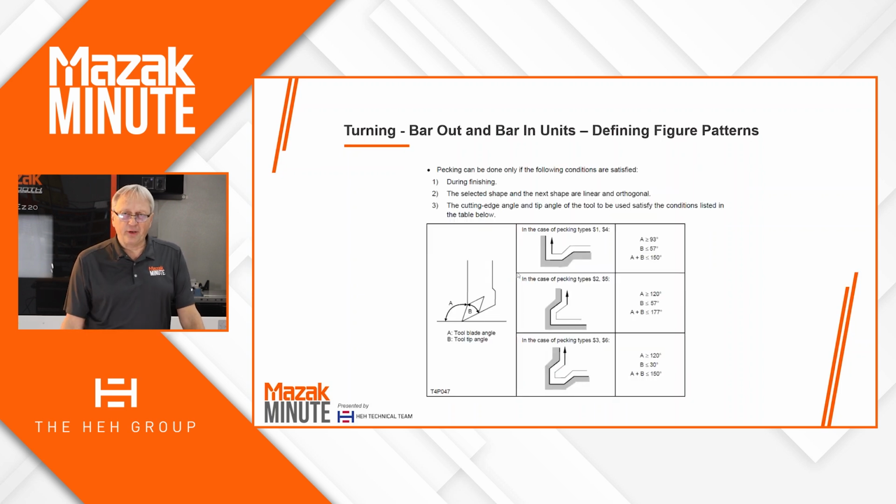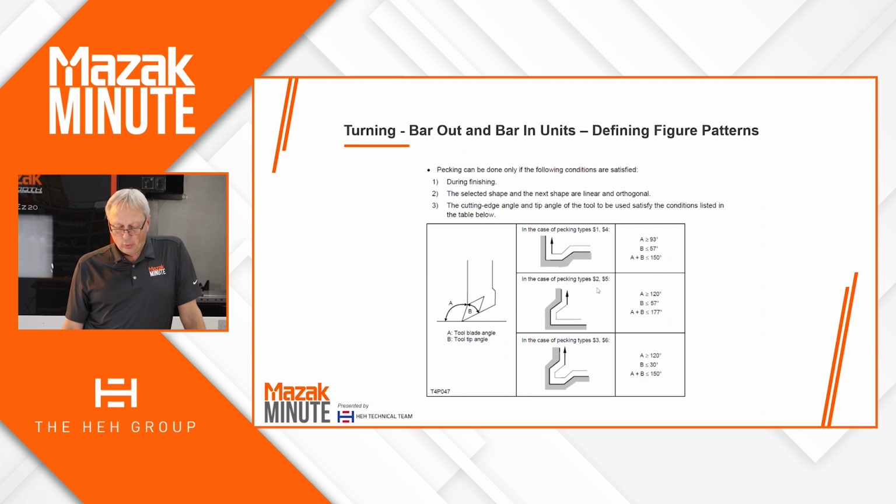So the other important thing about the undercuts is that the tool you're using needs to have the clearance to be able to machine the undercut. Notice that here in case 1, or in the type of 1 and 4, your A angle needs to be greater than or equal to 93 degrees, and B, the included angle of the insert, needs to be less than or equal to 57 degrees. So a DNMG insert would be perfect for that. As well as A plus B needs to be less than or equal to 150 degrees.